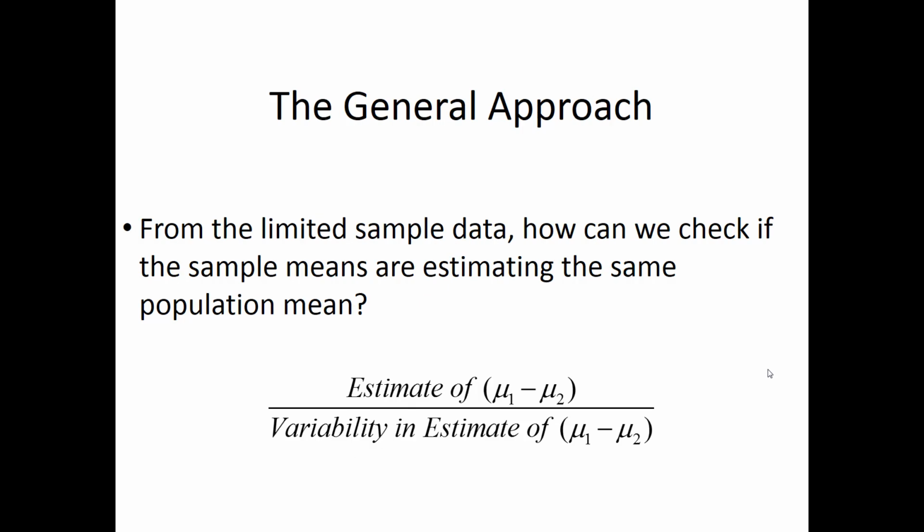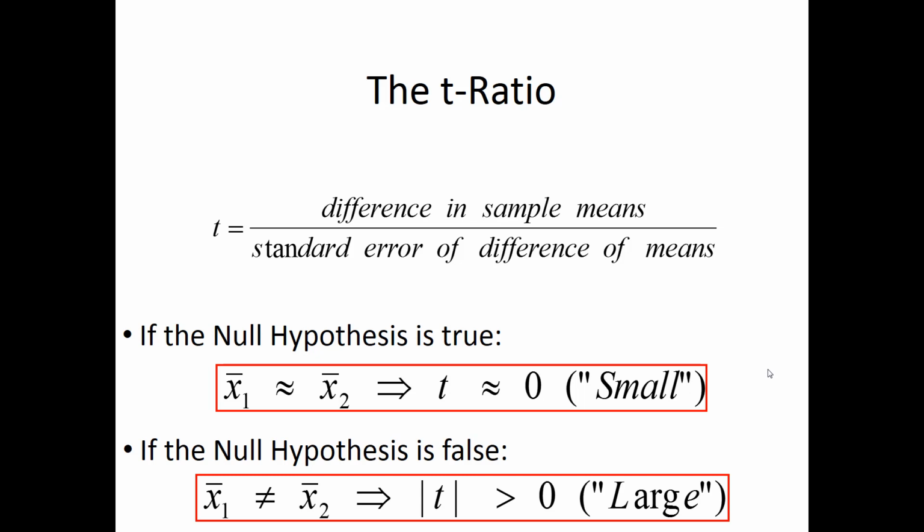From the limited sample data, how can we check if the sample means are estimating the same population mean? Well, one thing we could do is estimate the difference in the means and then the variability in the estimate of the difference in the means. From this, we create the t-ratio, in which the numerator is the difference in the sample means, and the denominator is the standard error of the difference of means.